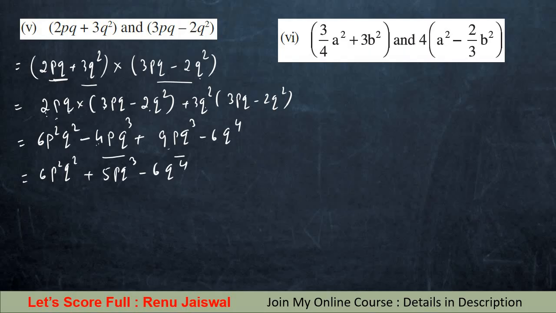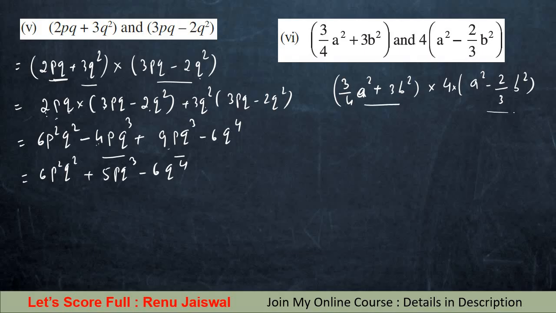Here there is 4 outside, so what do we have to do? Not much, I'll tell you. 3 by 4 a square, 3b square, I have to multiply it by this, a square minus 2 by 3b square. So nothing here means again multiplication. What you can do? Keep these 4 outside and multiply these 2 brackets.